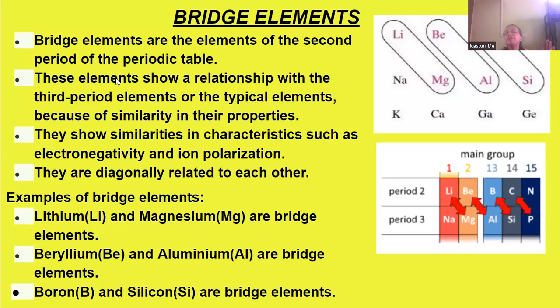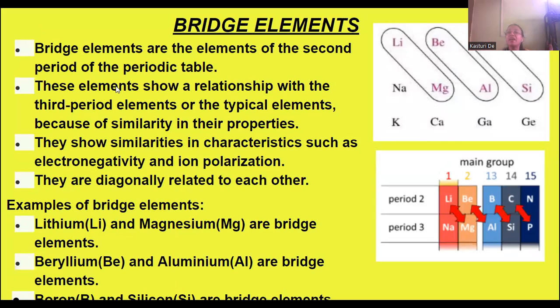Now, bridge elements are those elements of the second period of the periodic table. Bridge elements are the elements which are found in the second period of the periodic table. Now, why are they called bridge elements? Okay, we'll come across. These elements show a relationship with the third period elements or the typical elements.